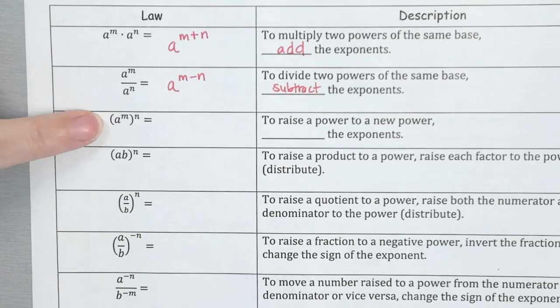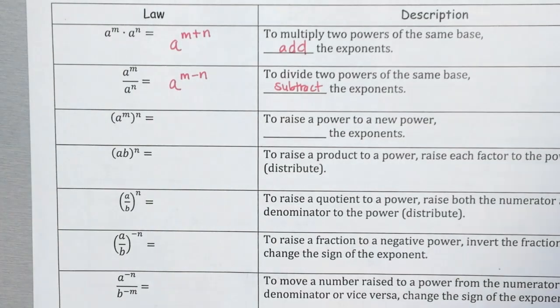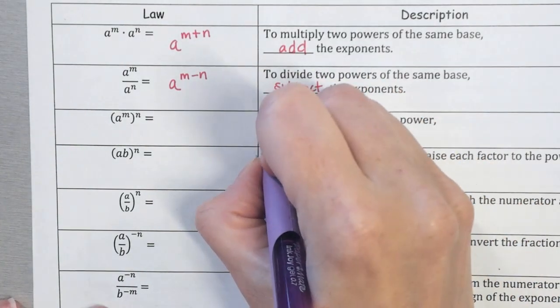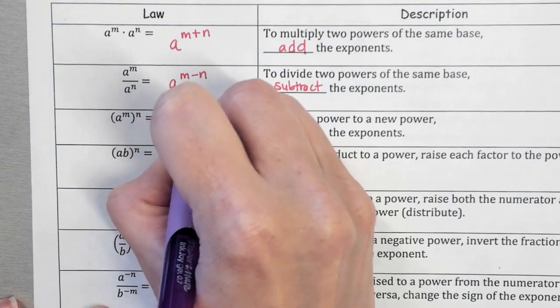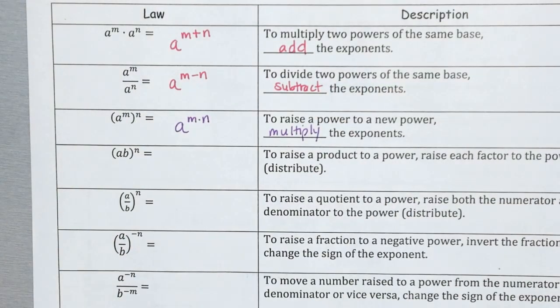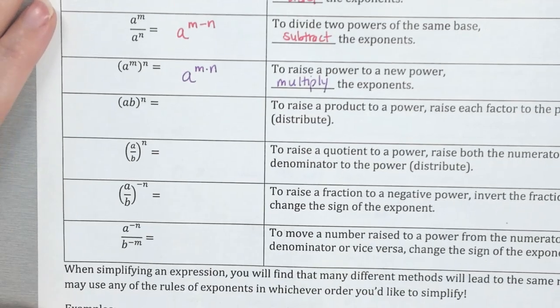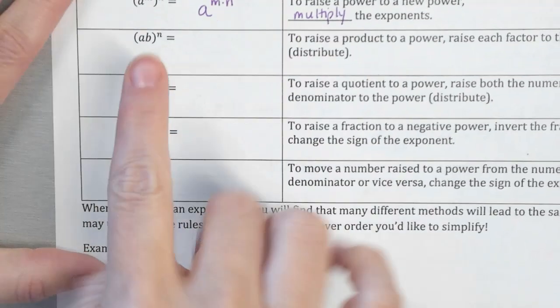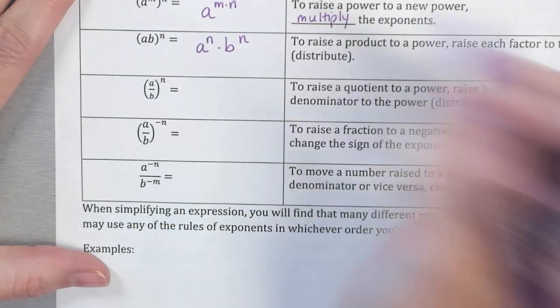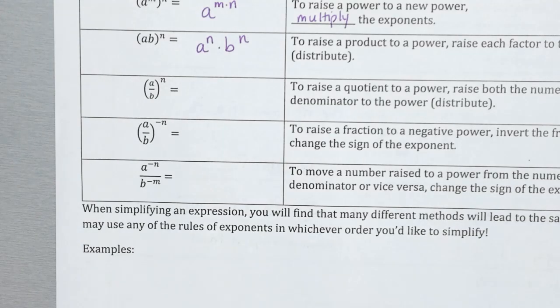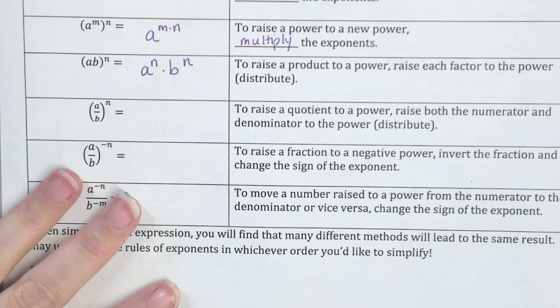Okay, now this is when you have a power to a power. When you have a power to a power, that's when you multiply. So it would be a to the n times n. And then if you have a and b both inside parentheses, it's a to the nth times b to the nth. So you distribute that power. You have to raise both to a power.